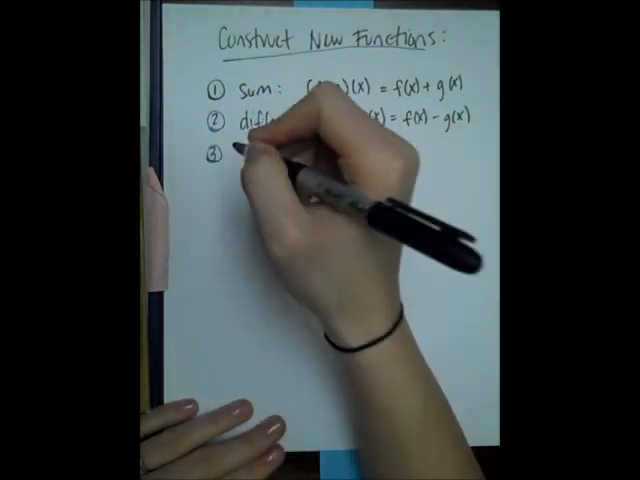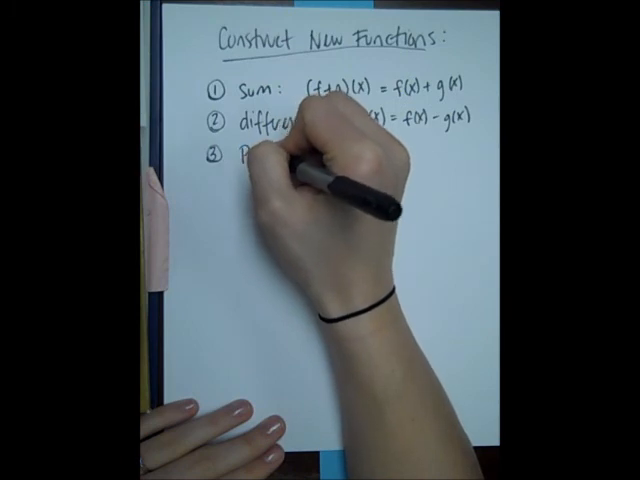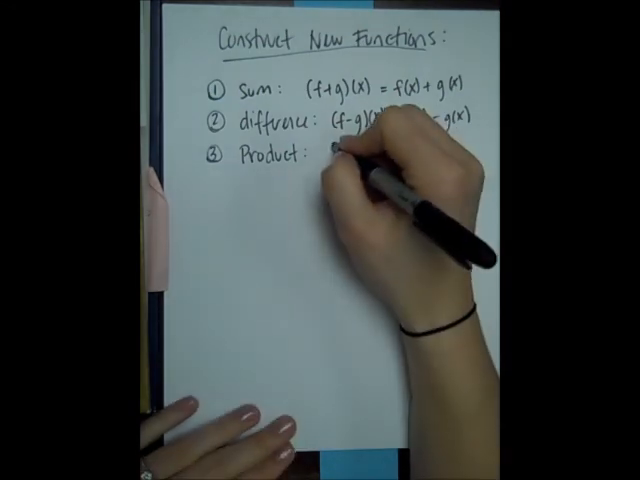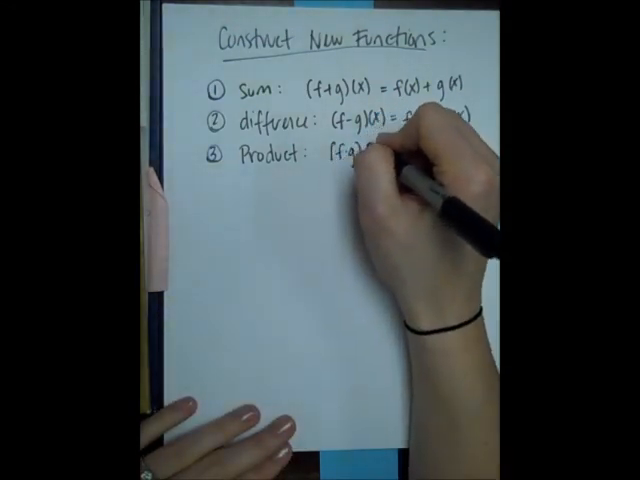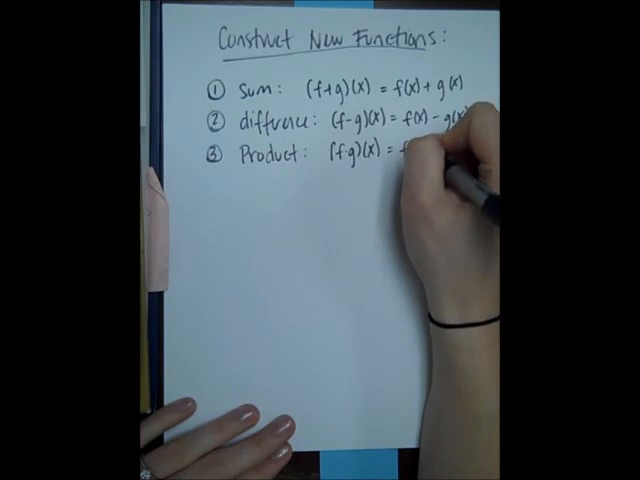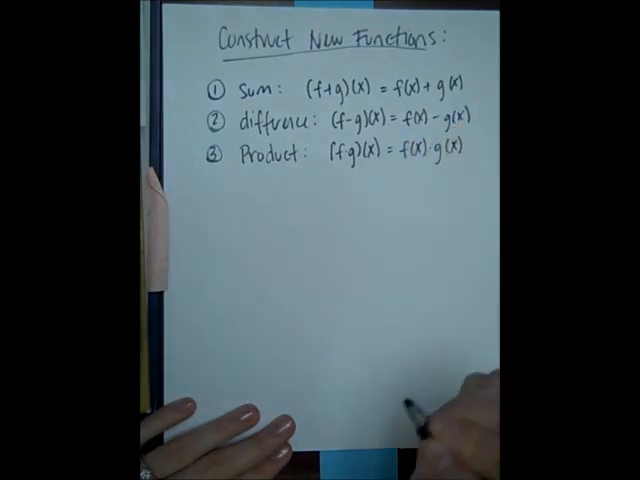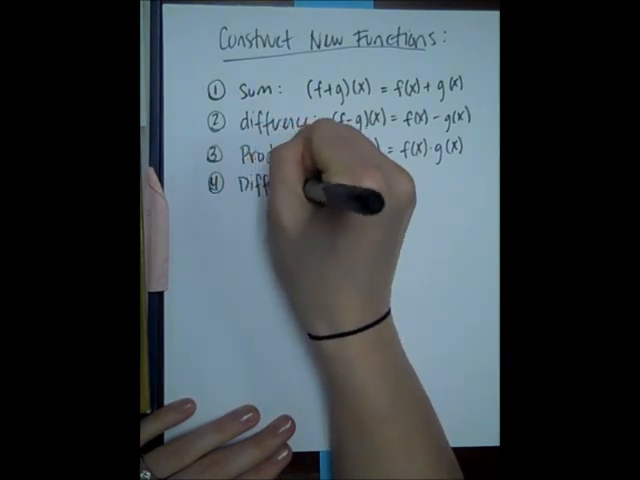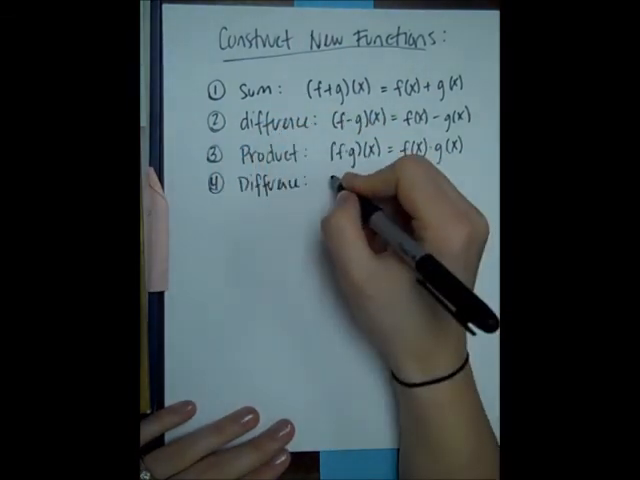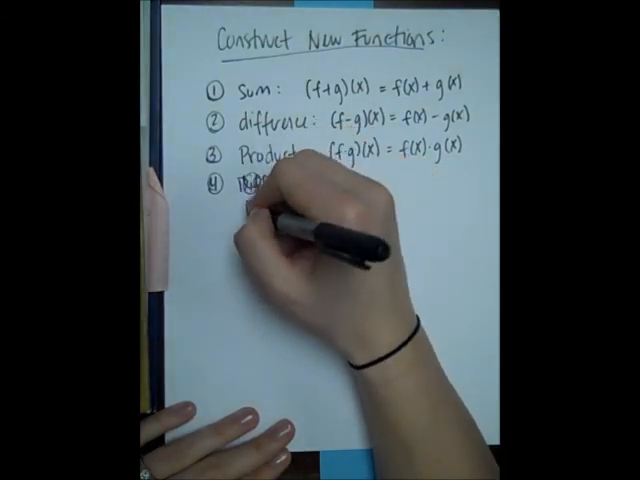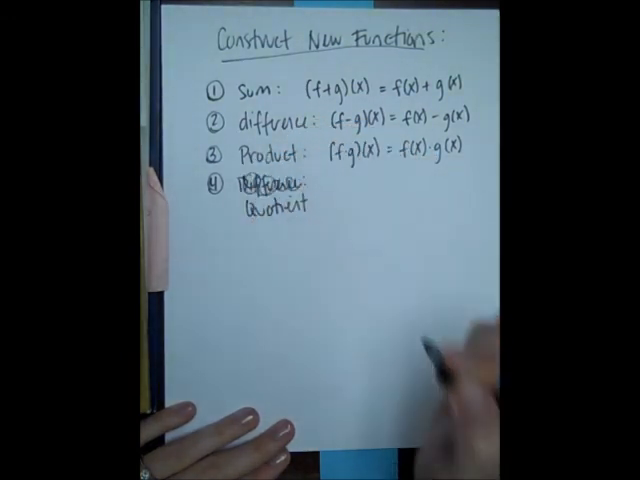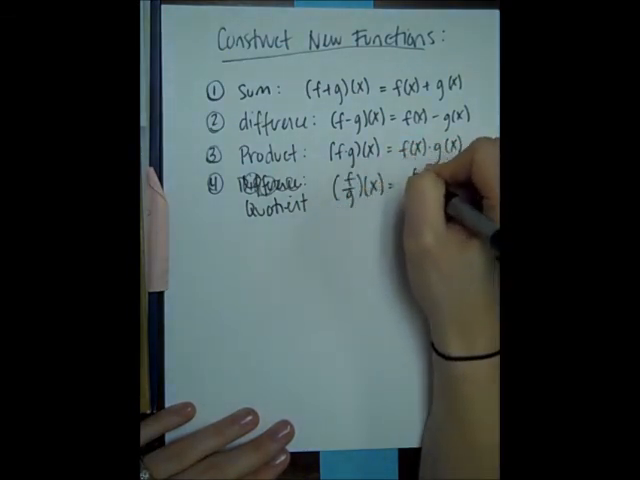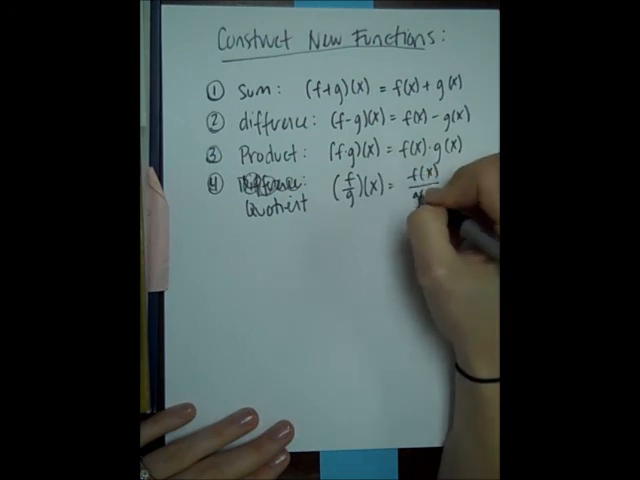Another thing I could do is a product. If I know two functions and I'm trying to build another function, I could do f times g of x, which is just f of x times g of x. Next, I could look at the quotient. I already did the difference. So what is the quotient? F over g of x, which is f of x divided by g of x.